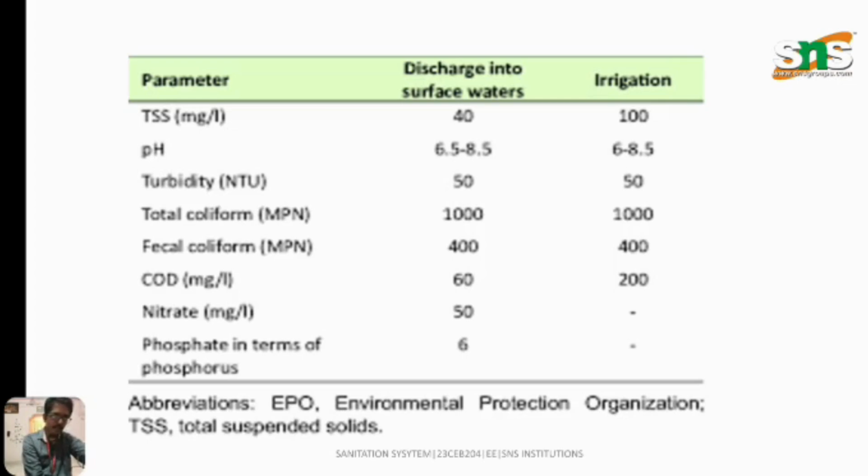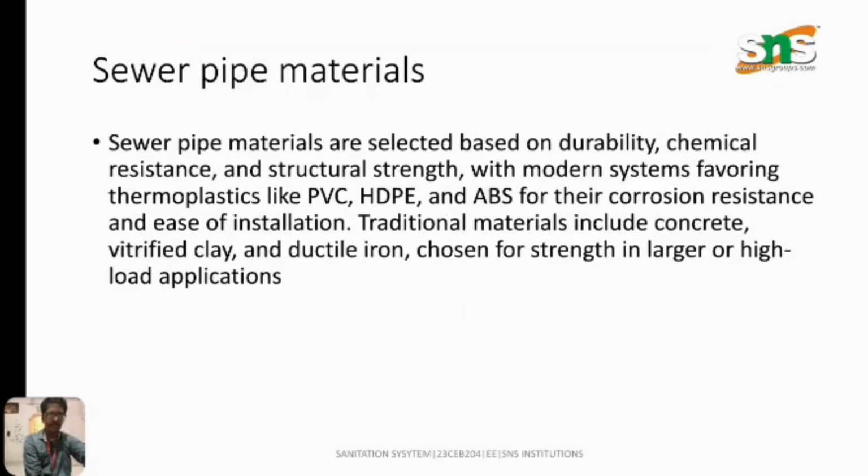Fecal coliform should be 400 for both. The COD should be 60 for surface water, and COD is 200 for irrigation. Nitrate here is 50, and here it is a negligible amount, in milligram per liter. Phosphate, in terms of phosphorus, is 6 milligram per liter. In irrigation, it is negligible. EPO is Environmental Protection Organization. TSS is total suspended solids. We follow these in all the tables.